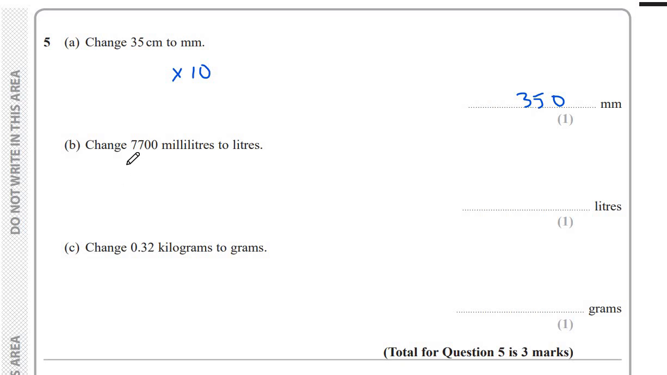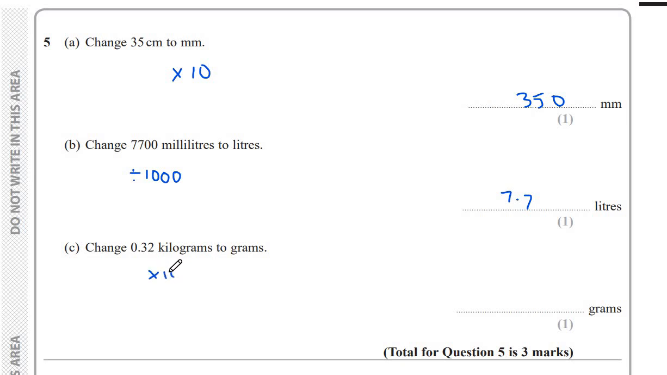And then change 7,700 milliliters into liters. Now when you're doing this conversion, you must divide by 1,000, because 1,000 milliliters equals 1 liter. So that means this is going to be 7.7 liters.